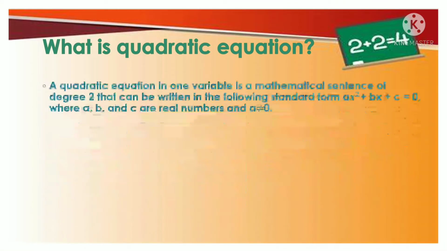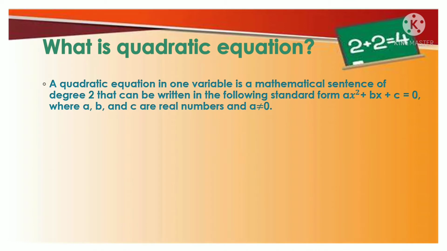What is a quadratic equation? A quadratic equation in one variable is a mathematical sentence of degree 2 that can be written in the following standard form: ax squared plus bx plus c equals 0, where a, b, and c are real numbers and a is not equal to 0.